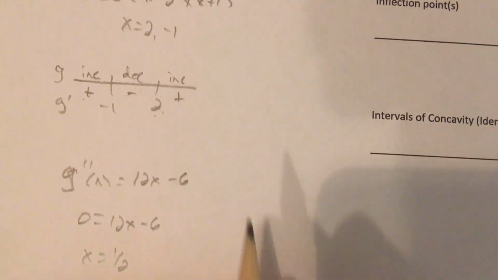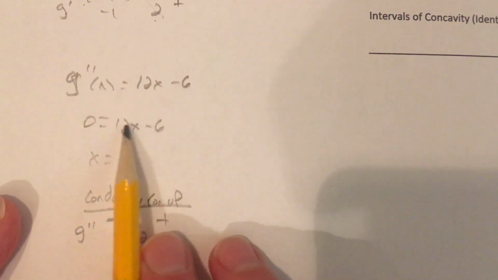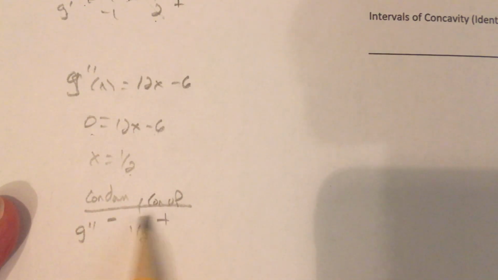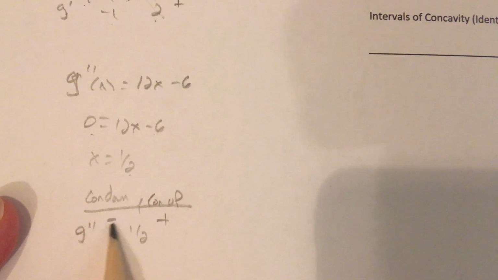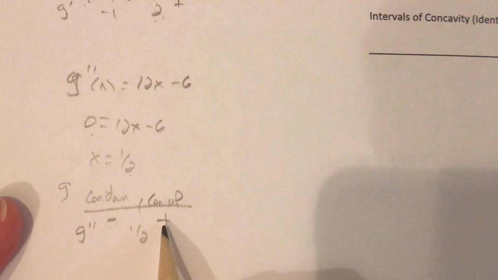Right. Now, as far as anything beyond that, we have to find the second derivative, which was 12x minus 6. Set that equal to 0. I got x equal to 1/2. When I test on either side of 1/2, I had a negative second derivative less than 1/2. So that means my function is concave down. And a positive second derivative greater than 1/2, that means my function is concave up.